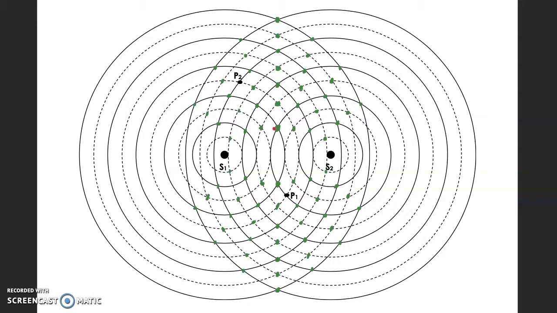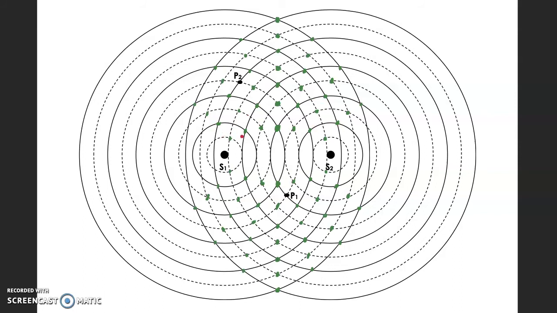We've got a line going straight up the middle, like this. We've got another set of lines like this, another set of lines, and another set of lines. 1, 2, 3, 4, 5, 6, 7. So we've got 7 lines. The middle one is antinodal line 0. 1, 2, 3 on either side.